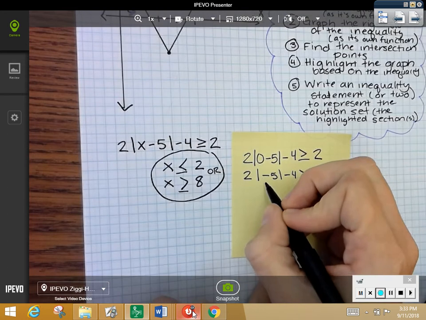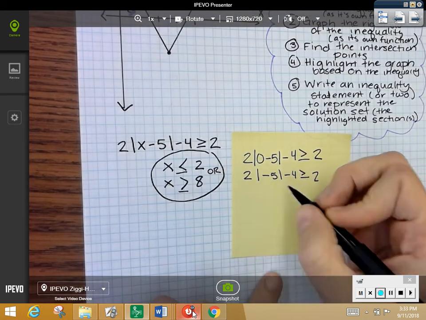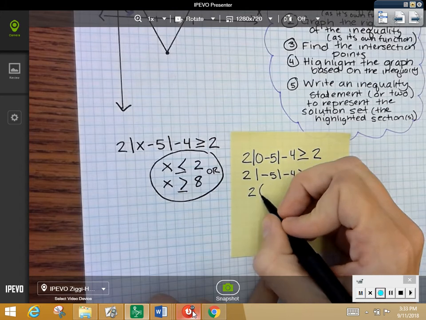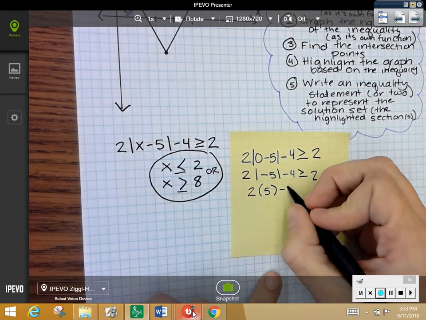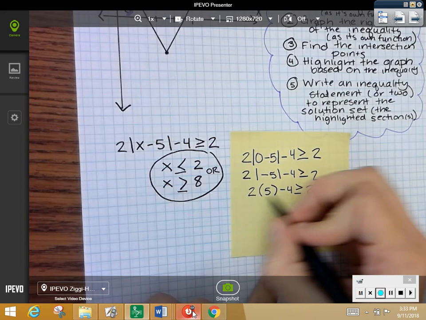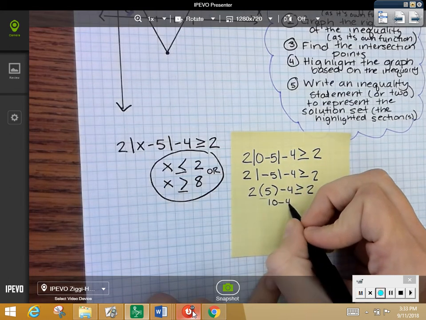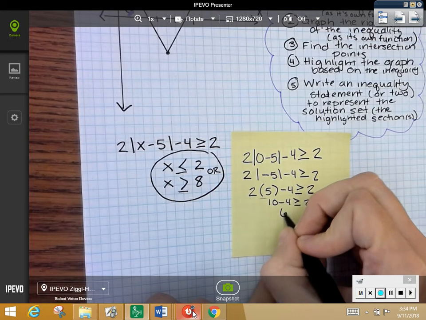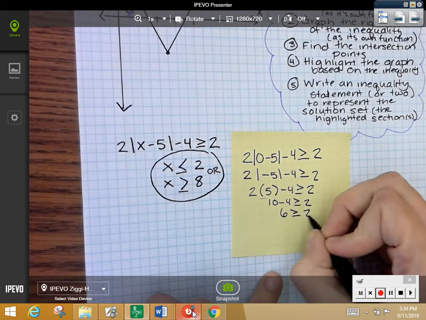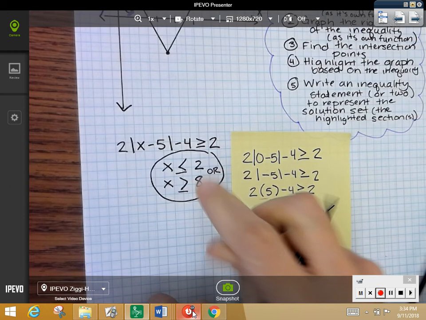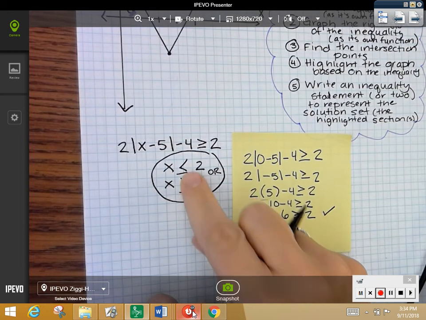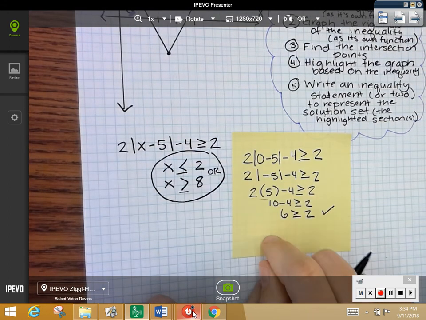The absolute value of negative 5, well, negative 5 is 5 spaces away from 0 on the number line, so that's going to equal 5. Minus 4 is greater than or equal to 2. 2 times 5 is 10, and 10 minus 4 is going to be 6, and 6 is certainly greater than or equal to 2, so that one checked out. So we checked this one as a valid solution set using 0 as our point that we substituted.